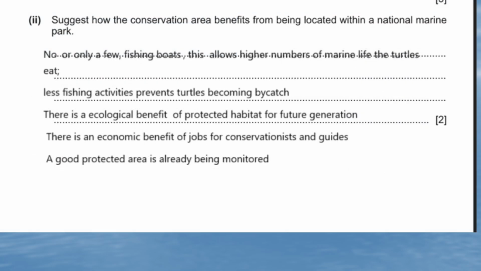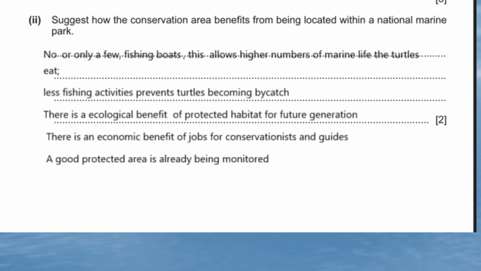So they ask us to suggest how the conservation area benefits from being located within a marine national park. And we have to give 2 different reasons, as it's 2 points, but I'll give a few more. No or only a few fishing boats. This allows a higher number of the marine life the turtles eat, so more food for the turtles. Less fishing activity prevents turtles becoming bycatch.